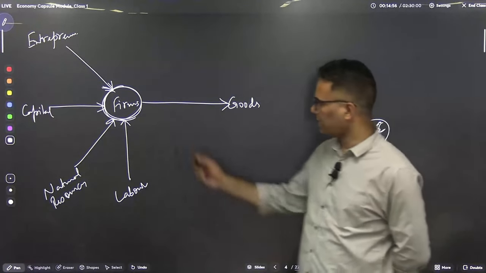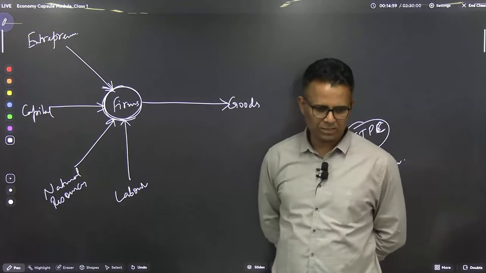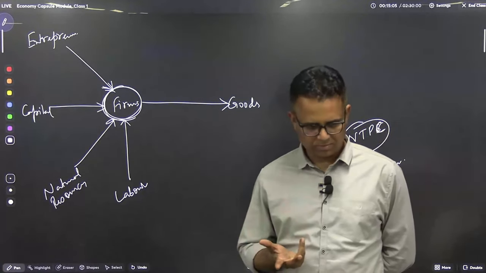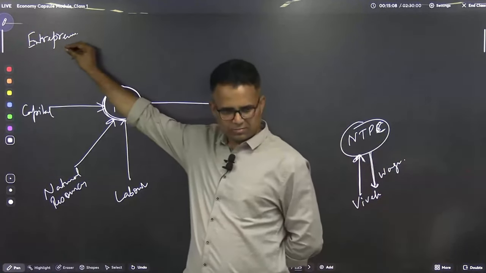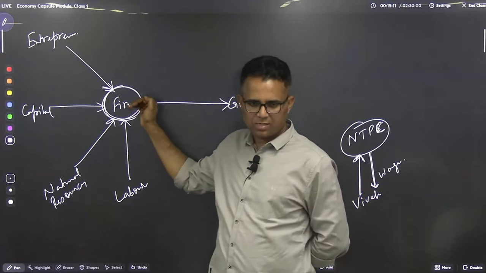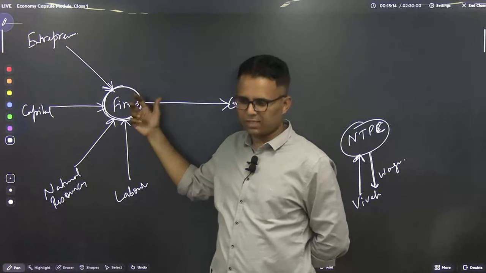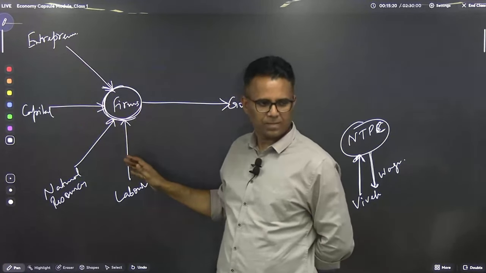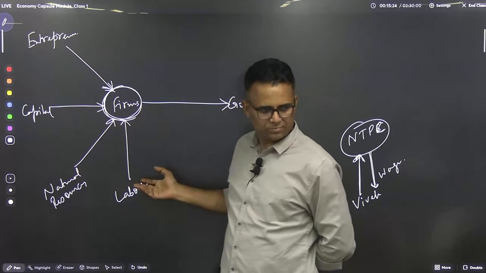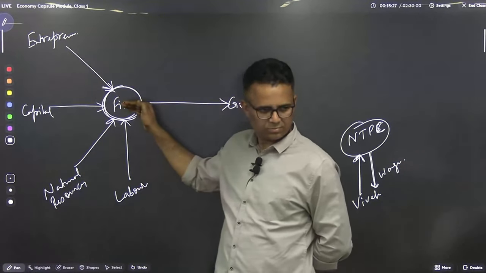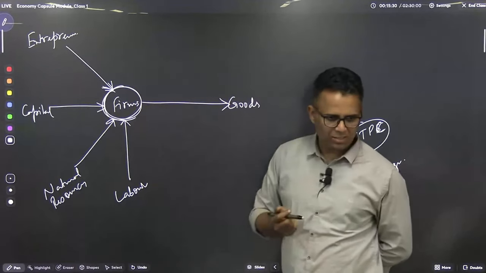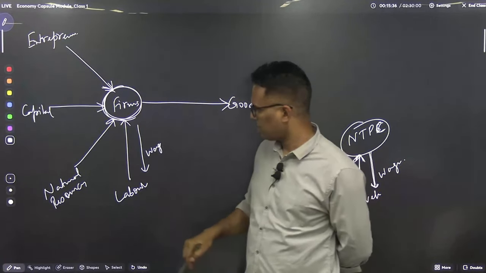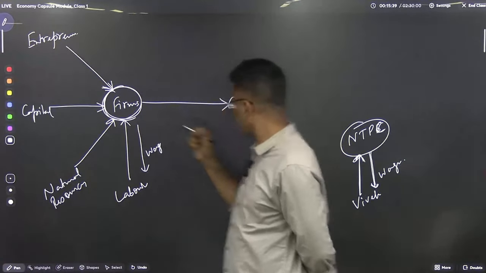For example, let's say this firm is Unacademy. So what is Unacademy? Unacademy is just a name written on a piece of paper. There are some entrepreneurs, and they manage these. Labor: I am here, giving some mental labor. So if I am giving something to the company, the company must pay me wages. Natural resources, we'll come to this.